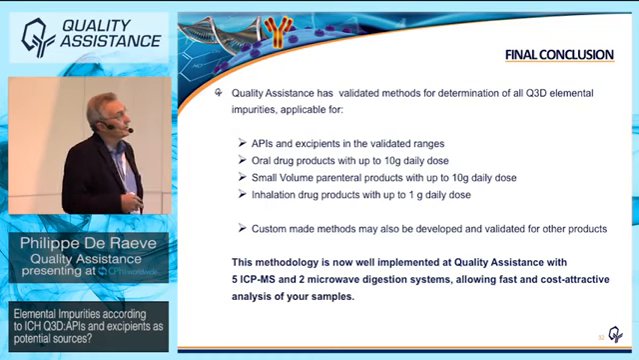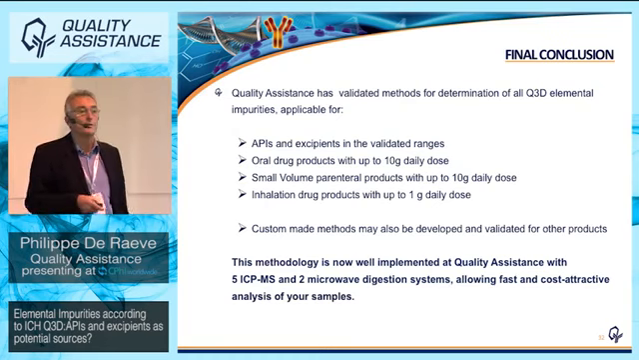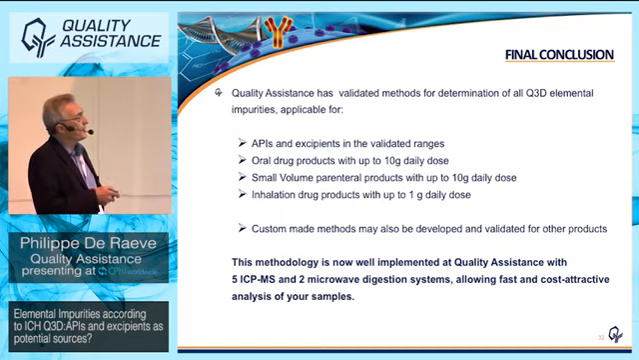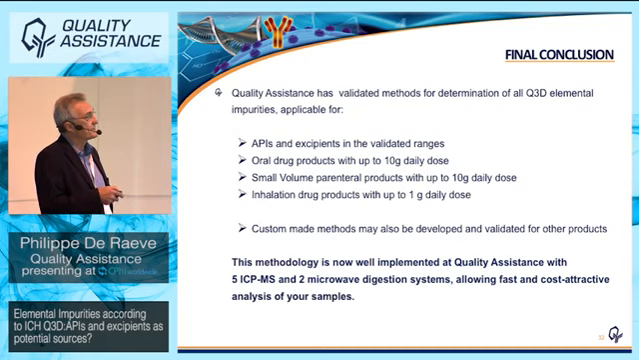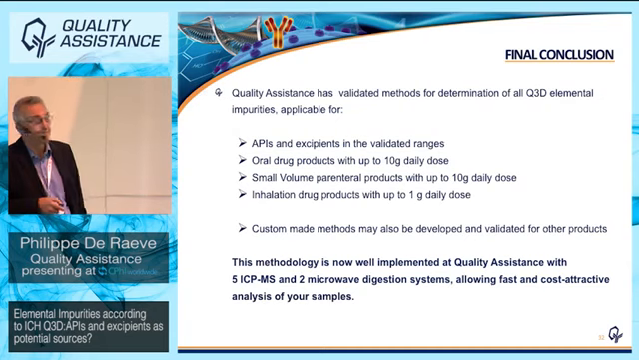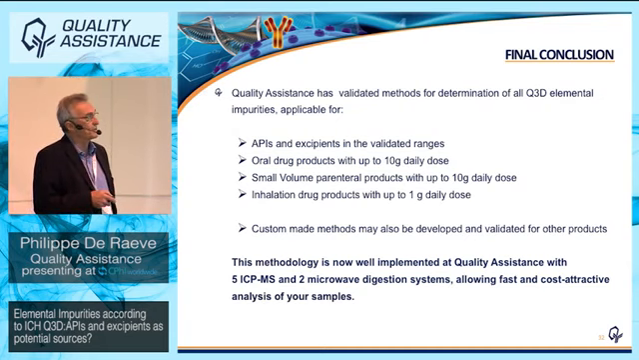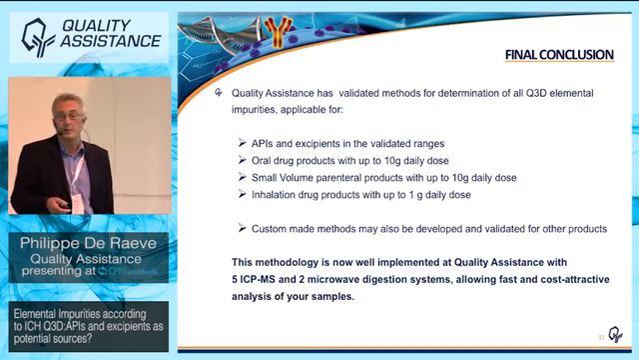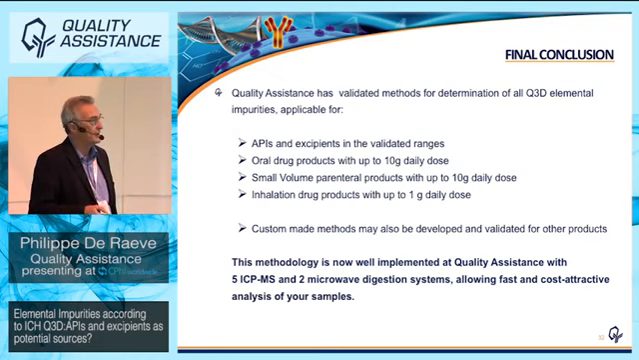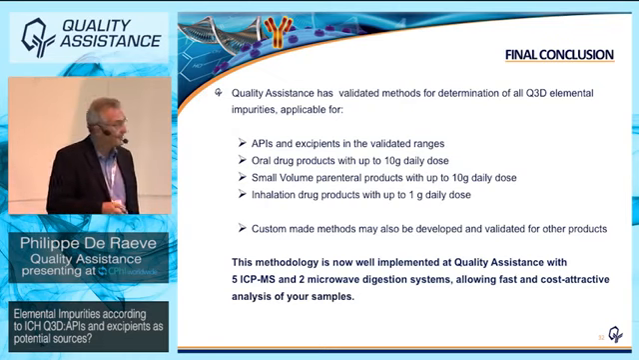In final conclusion, we have validated method for the determination of all Q3D elemental impurities that are applicable for APIs and excipients in the validated ranges, for oral drug product with up to 10 gram daily dose, for small volume parenteral products with up to 10 gram daily dose, and for inhalation drug product with up to 1 gram daily dose. Obviously, custom-made method may also be developed and validated for other products, like large volume parenterals, up to 2 liters per day, for example. We have a lot of experience with such products too.